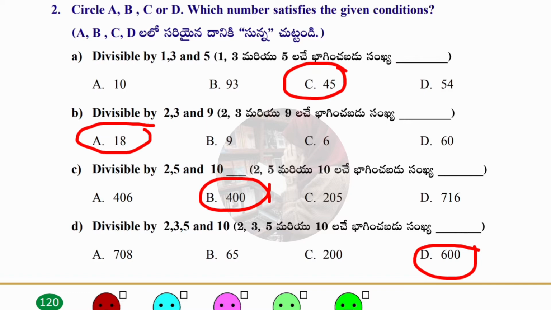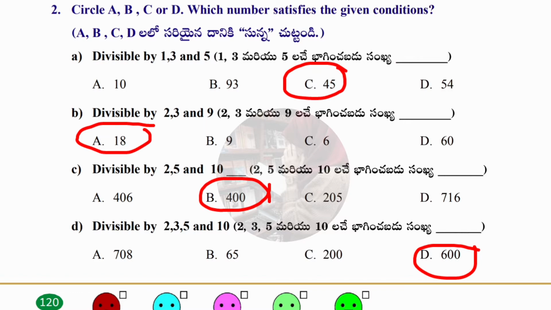Okay, next question, number D, is divisible by 2, 3, 5 and 10. Okay, if you check out all the 4 options, you will get only 600. You may get a doubt between C and D. If you do the digital route for these 2 numbers, that is 200 and 600, then 600 will be satisfied for this question. Okay, so 600 is divisible by 2, 3, 5 and 10. Okay, option D is the correct answer.